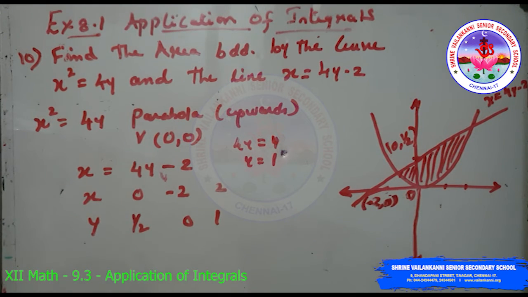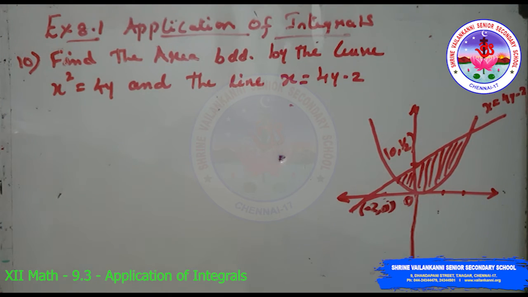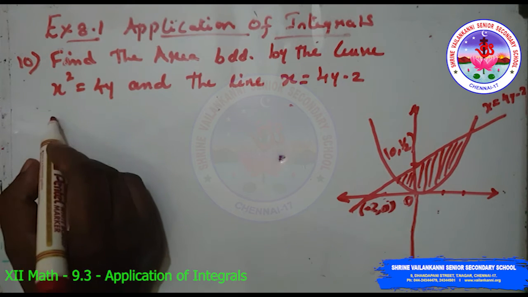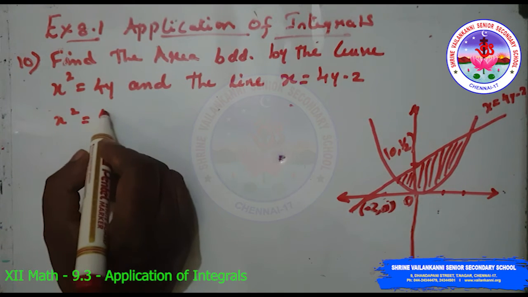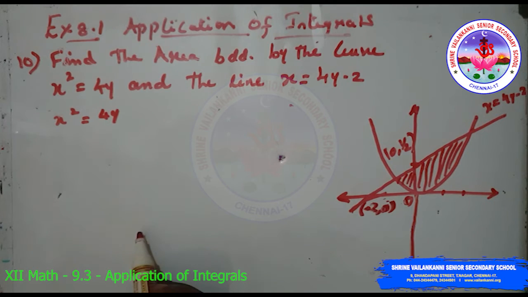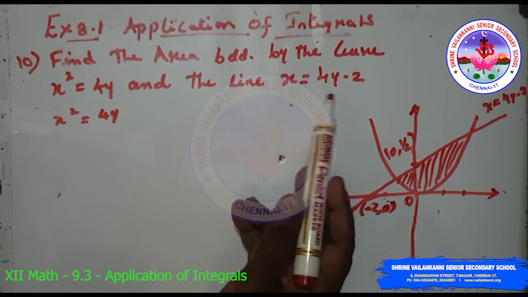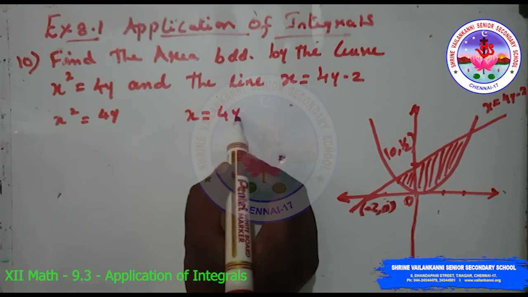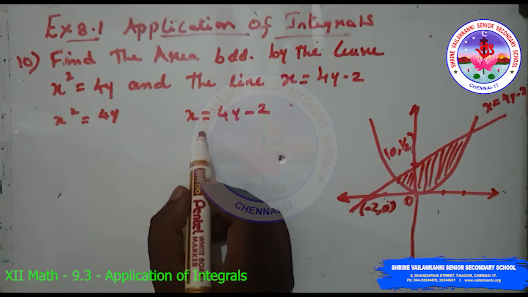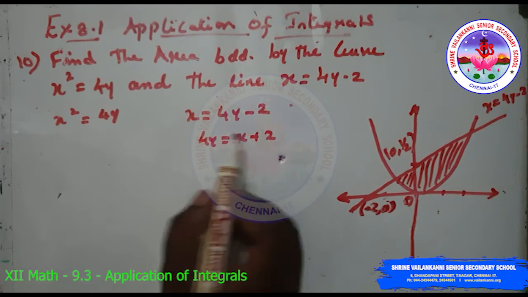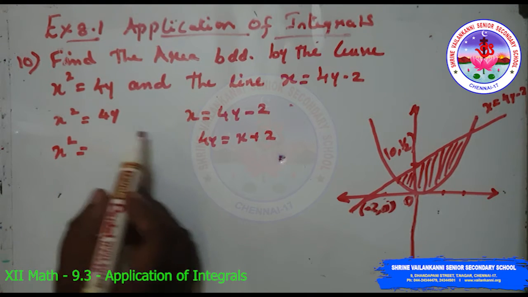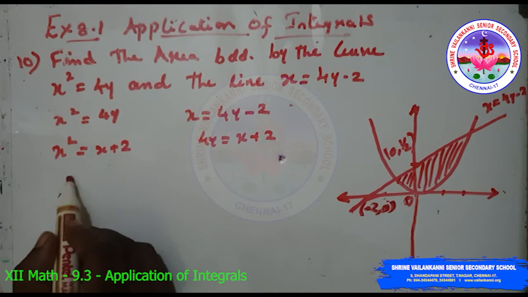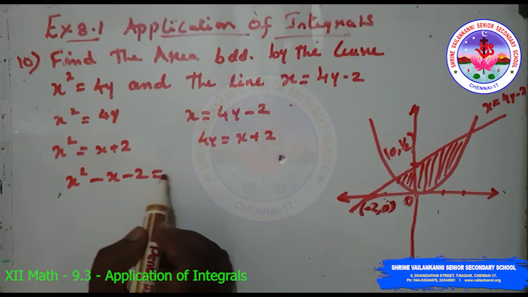Now we have to find the point of intersection by solving the curve and the line. Here the curve is x square equal to 4y and x is equal to 4y minus 2. So 4y is x plus 2. So I am writing 4y as x plus 2, so x square minus x minus 2 equal to 0.